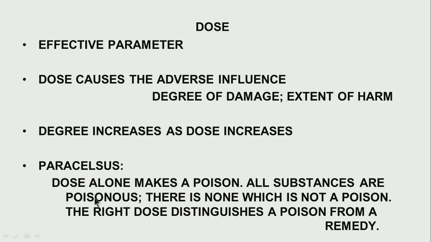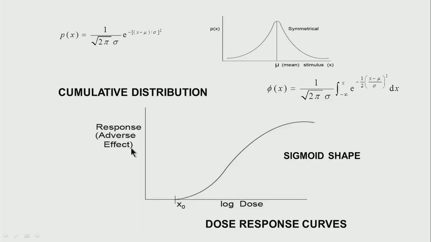All substances are poisonous. That means he says everything is poisonous, including water, because if I drink too much water, I am in trouble. That means all substances are poisonous. There is none which is not a poison. The right dose distinguishes a poison from a remedy. Therefore, we must remember, if the dosage is high, I could have the harmful effects coming, and dosage is something like the effective parameter which causes the particular damage.